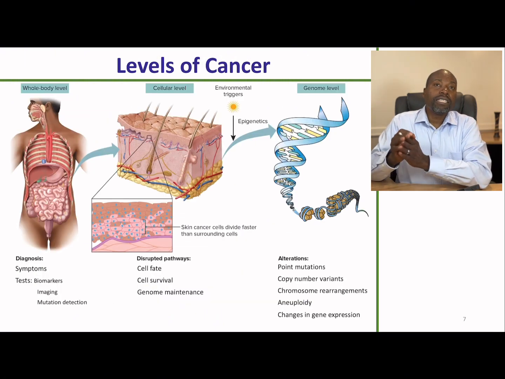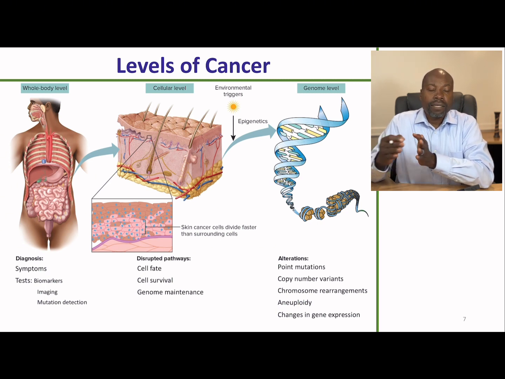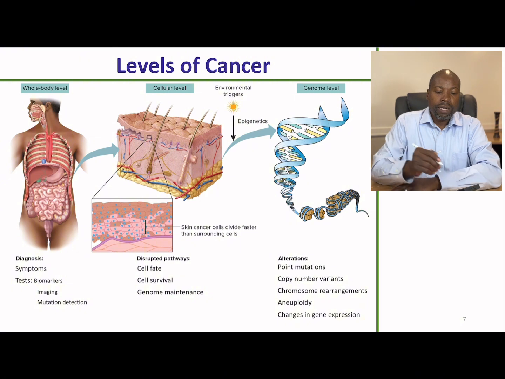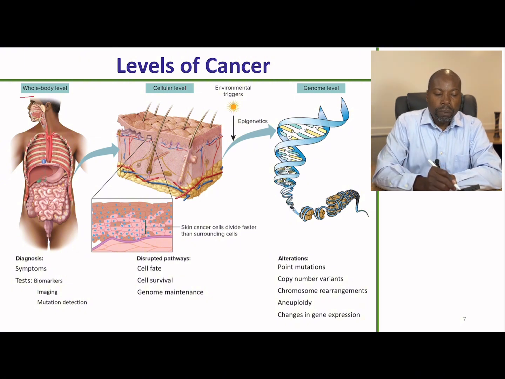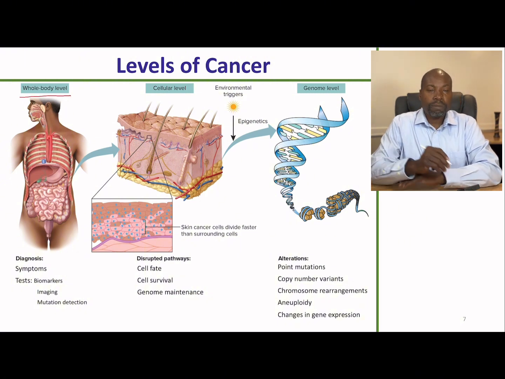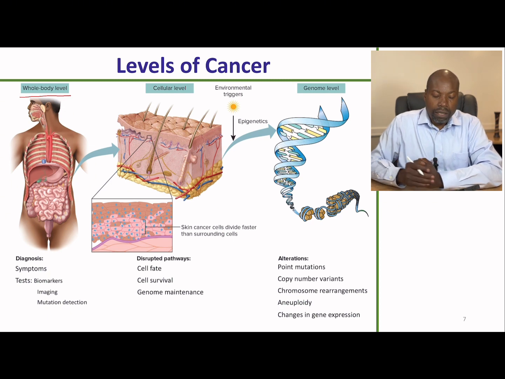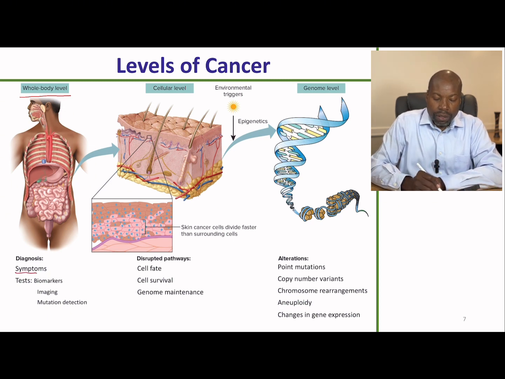Now, what are the different levels of cancers? Cancers are going to be classified based on which level we are looking at and which level is happening, right? So at the whole body level, cancer can spread throughout the whole body, right? And when cancer spreads throughout the whole body, there are a number of symptoms, right?